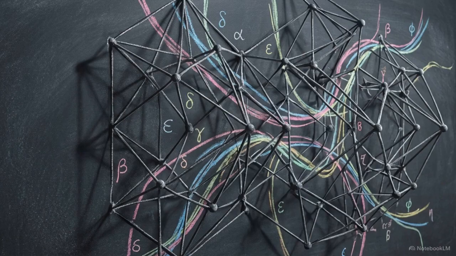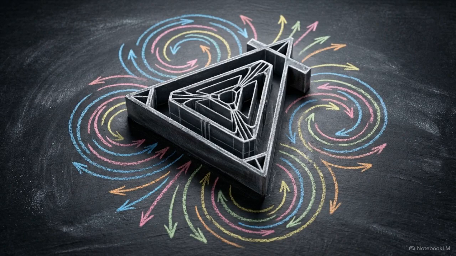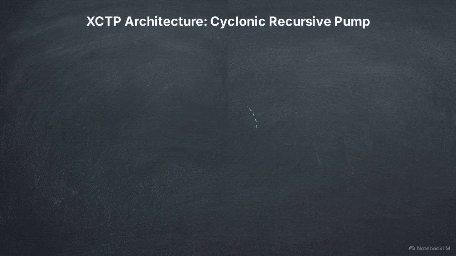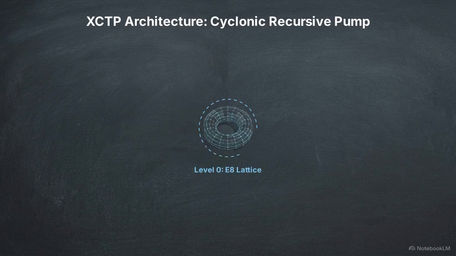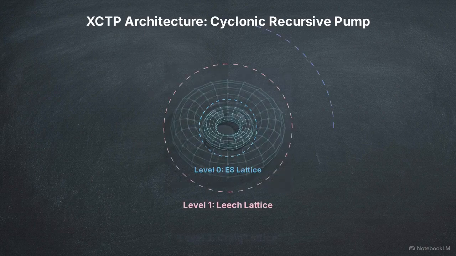Scaling to millions of variables requires a method to resolve deep entanglement cascades without hitting local processing walls. XCTP utilizes a cyclonic recursive pump and trilateral stereoscopic resolution to achieve this. The architecture employs 3 nested lattice steps, E8 at level 0, Leech at level 1, and the 120-dimensional Crag lattice at level 2.